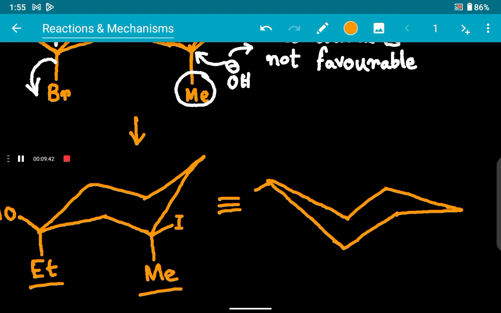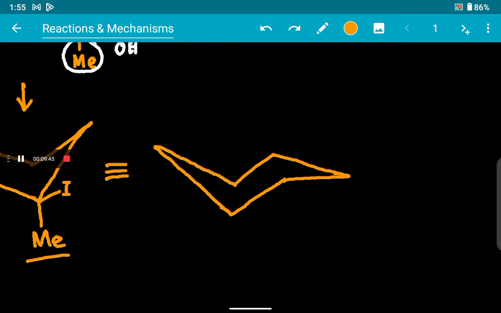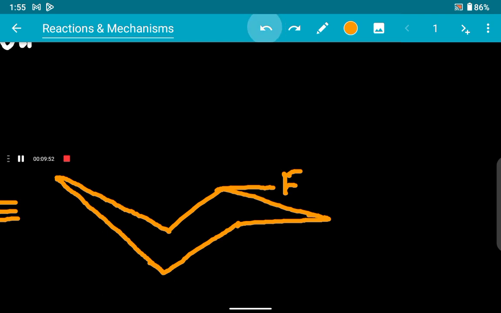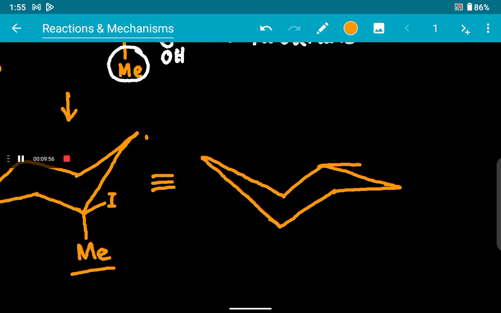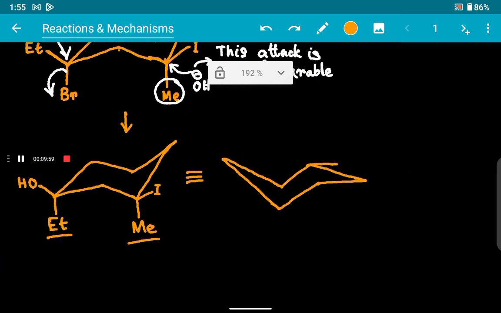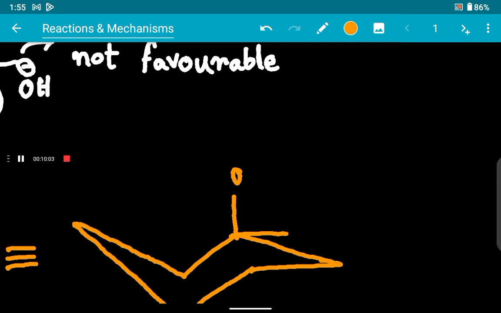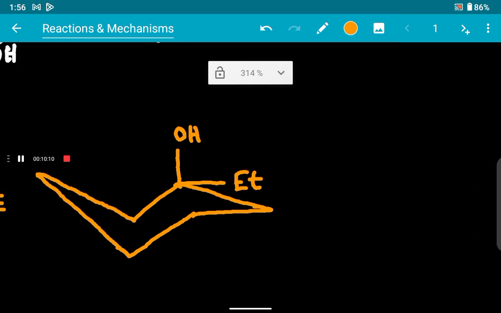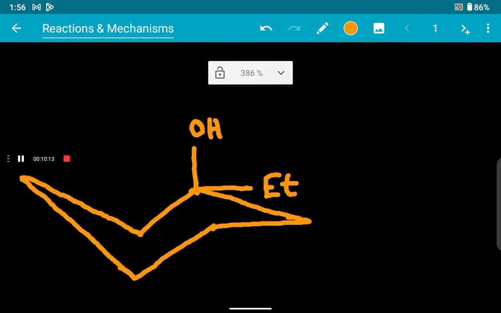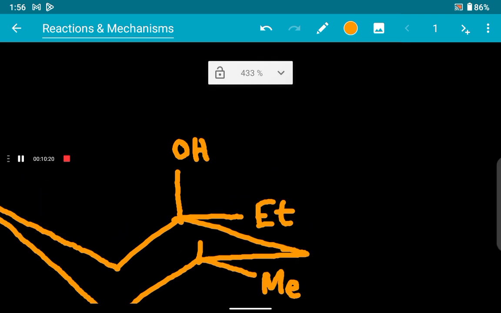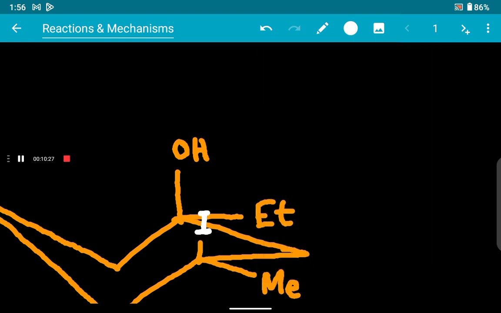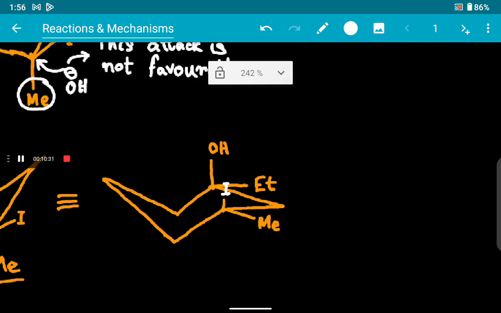Let this be Et. Wait, let me recheck the configuration a little. HO was above the plane, so it will be like this, and Et will be like this, and in this bond Me was below the plane, so Me will be like this, and I will be like, let me use a different color for your convenience, this will be I. Okay, so that's our final answer.